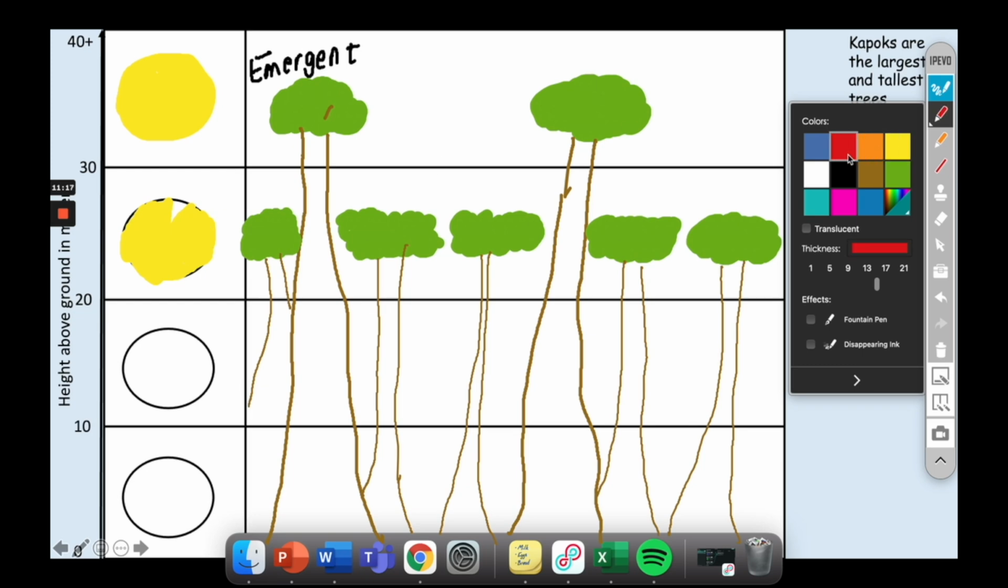It's also incredibly biodiverse, so you might want to draw some different fruits onto your canopy. But you're also likely to get lots of wildlife, so I'm going to draw some very, very simple wildlife, some birds. This is the most biodiverse layer of the rainforest, and we call that layer the canopy.